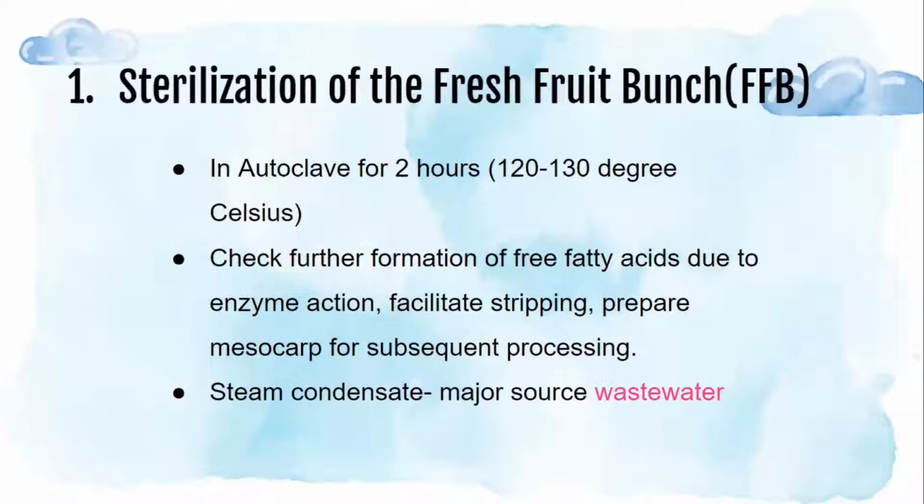The first step is sterilization of fresh fruit bunch or FFB, where the fresh fruit bunch will be sterilized in the autoclave for 2 hours, and the autoclave temperature is about 120 to 130 degrees Celsius. This serves to check the formation of free fatty acid due to enzyme reaction and to facilitate stripping, and also prepare the mesocarp for subsequent processing. Sterilization uses steam condensate, which is the major source of wastewater.